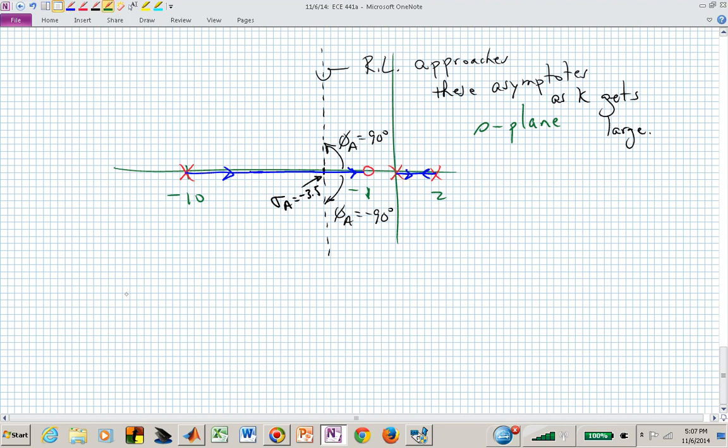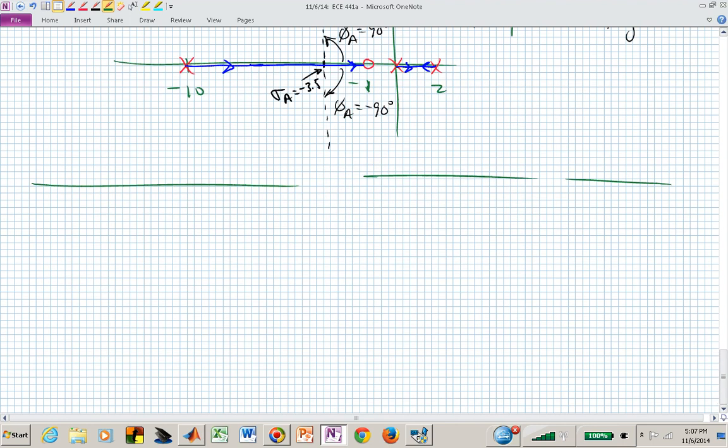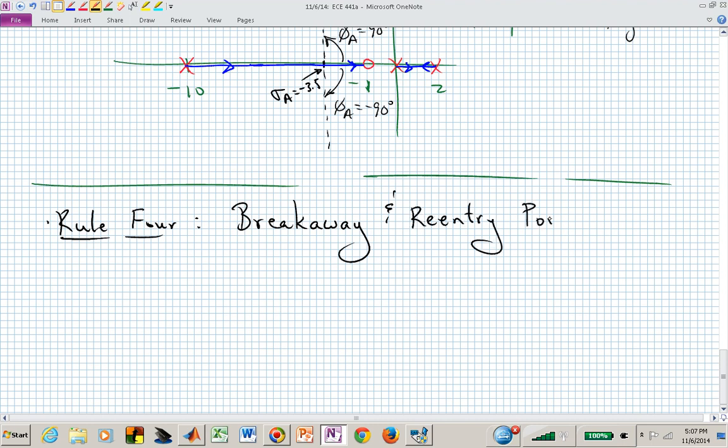I now want to get to the next rule, which is going to tell me where I'm going to break away and re-enter along the real line where I do have root locus segments. And that's now rule number 4. This concerns the breakaway and re-entry points.